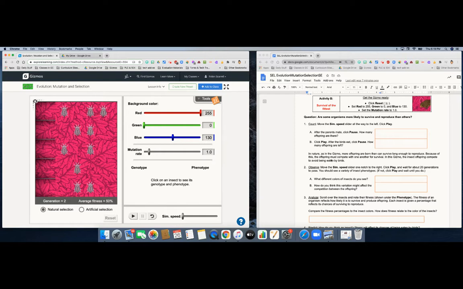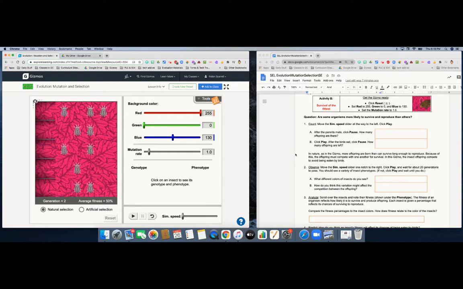Okay. So in nature, as in the gizmo, more offspring are born than can survive long enough to reproduce. Because of this, the offspring must compete with one another for survival. In this gizmo, the insect offspring compete to avoid being eaten by birds. Okay. So there's just enough things to eat. There's only so many places to hide, right? So some are going to survive, some are not.